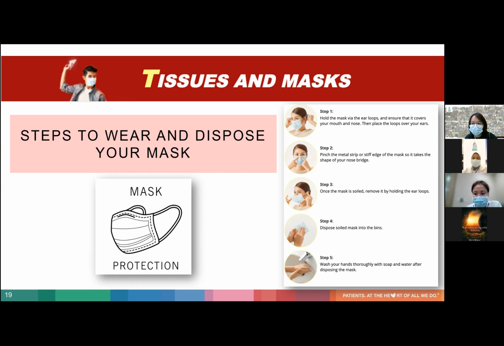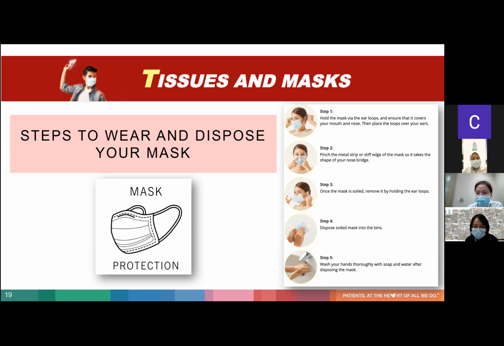Okay. Excuse me, I want to share. Some people go and spray sanitizer on the face mask. It is wrong. Is it spraying sanitizer to clean the mask, or spraying before they wear it? Spray before they wear. I think it's wrong. Right?